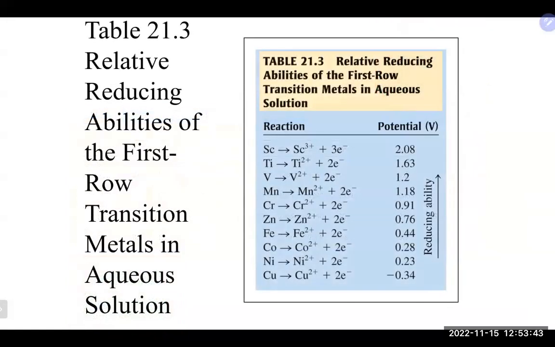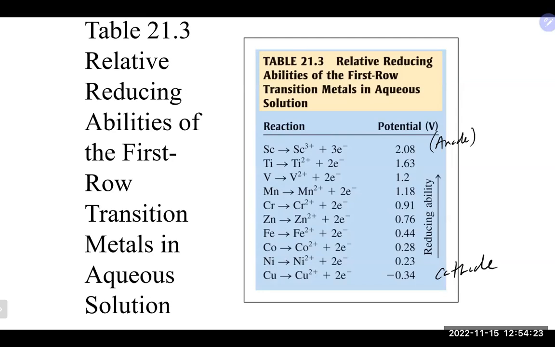This is the reducing abilities here. This is stronger reducing ability, which means if something has reducing ability, it is going to be an anode in this case. So this would be your anode. This would be your cathode. And reducing ability means it's a better reducing agent, I guess is a better way of saying that. Now you may look at those E values, and the more positive ones up there on top, which is 2.08, normally the more positive one is your cathode.